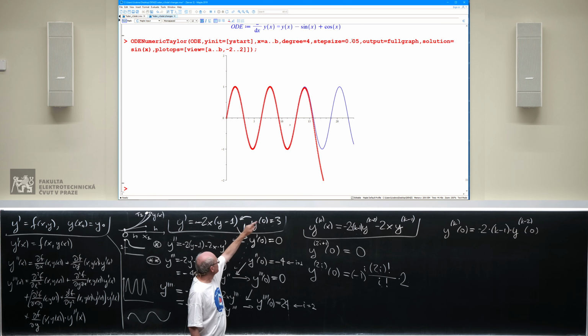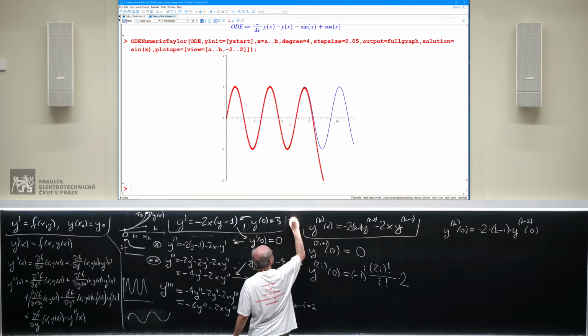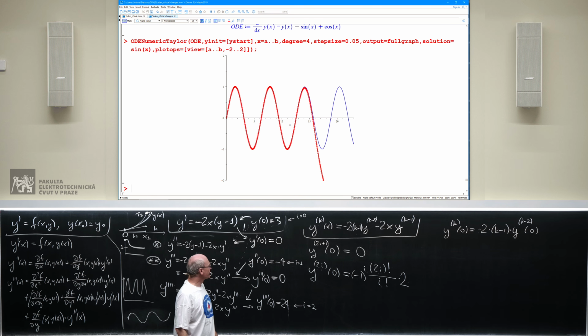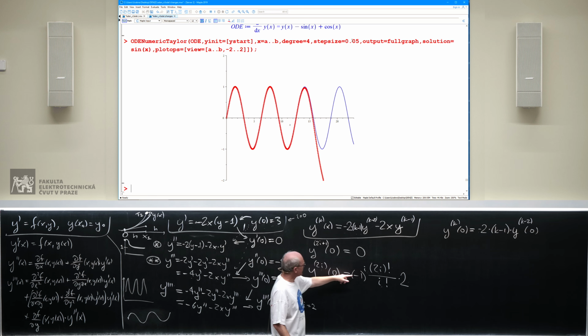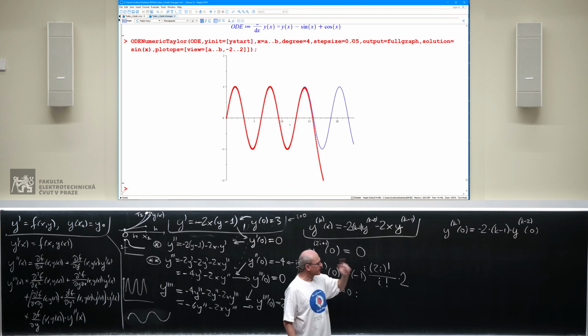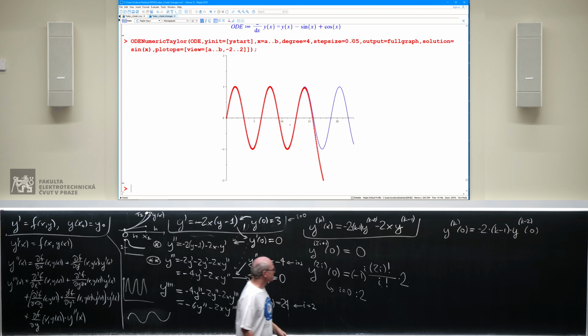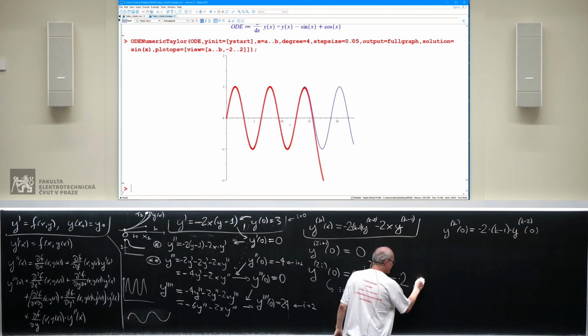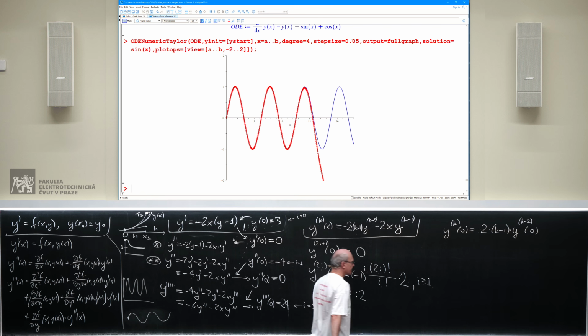How about the 0th derivative? This is the case i is equal to 0. Well, how much is this formula when i is equal to 0? I look at it. 0 factorial is equal to 1. So it's 2. Yeah, just 2. Does it fit? No, it doesn't. So this formula is only valid for i at least 1.